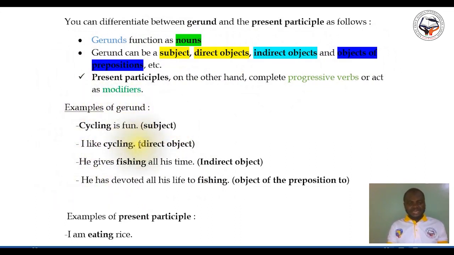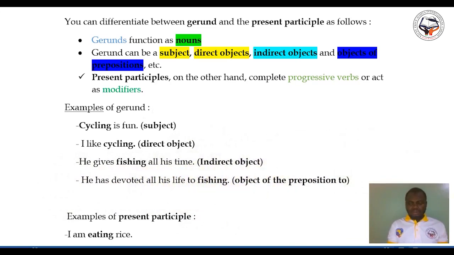I like cycling. Cycling here is a direct object. He gives fishing all his time. Fishing here is an indirect object. He has devoted all his life to fishing. Fishing here represents an object of the preposition to. That is, fishing here is the object of the preposition to. He has devoted all his life to fishing.